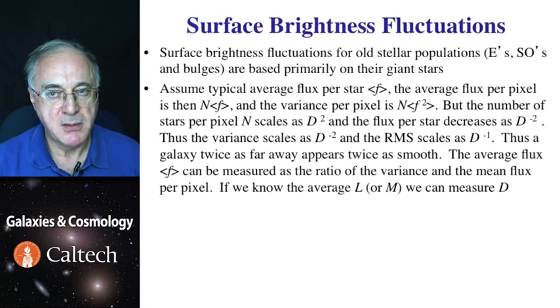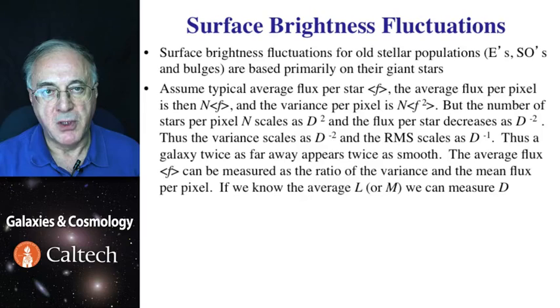It's Poissonian statistics. So if we move the galaxy further, the number will go as distance squared, but flux will decline as distance squared, and therefore the variance will scale with the square of the distance inversely, and the square root of that, which is the RMS or sigma, as the first power. This is why a galaxy that's twice as far would appear twice as smooth. So now if we actually knew what the real luminosity is for an average star that corresponds to that average F, then we can determine the distance.